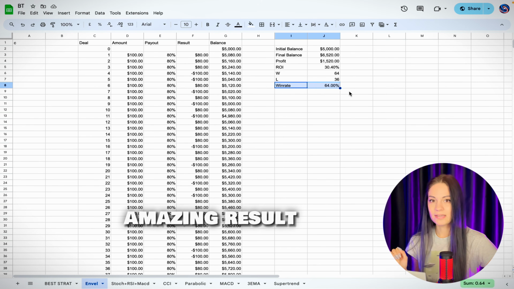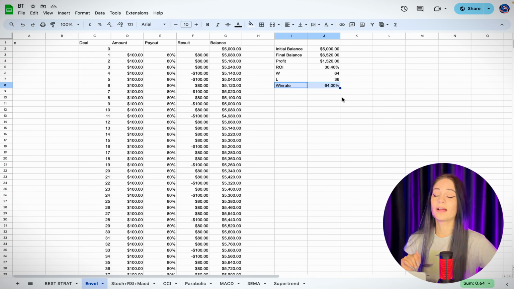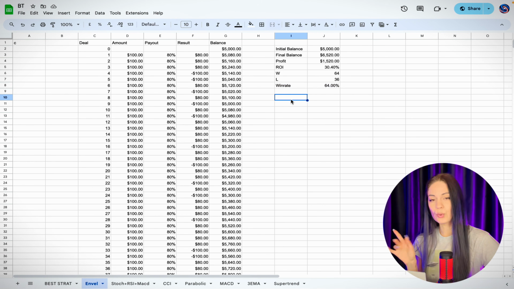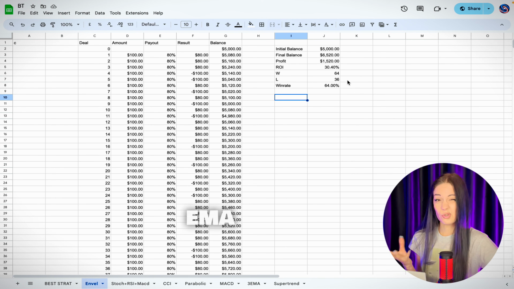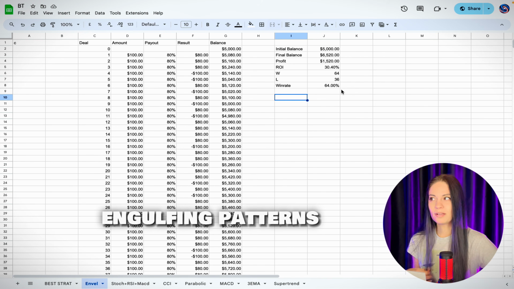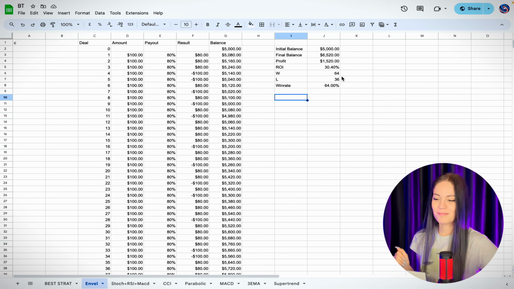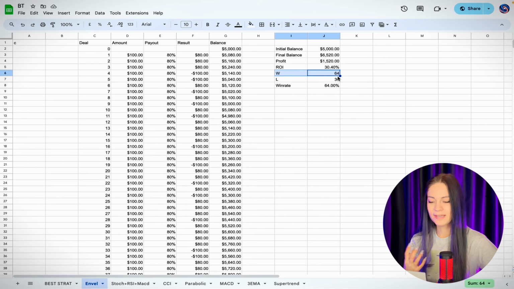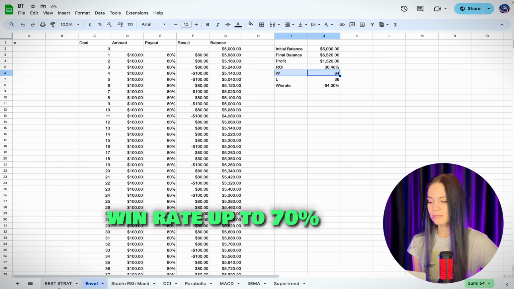is an amazing result. And now we are going to compare this strategy with every other strategy that we have already tested, and after that we will go to Quotex, we will do a real trading session, and I will look, maybe we can make this strategy even better with like exponential moving average. I don't know, we will see. Maybe that will make the win rate better. Maybe engulfing patterns, I don't know. We will find some additional confirmations as always, and we will get our win rate up to 70%.